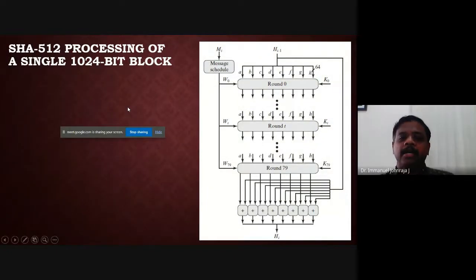All right. What is that 80th? I said something like 80th in the previous one. That is what 80th means. So you have got 0, 1, 2 up to 79. So totally 80 rounds. This is what is happening to your registers.